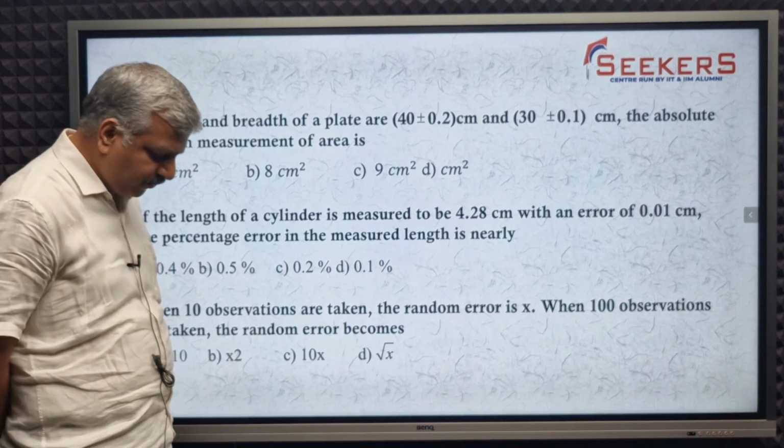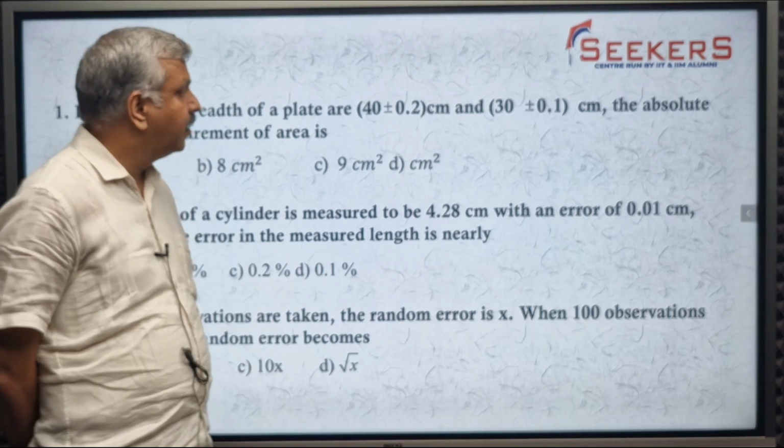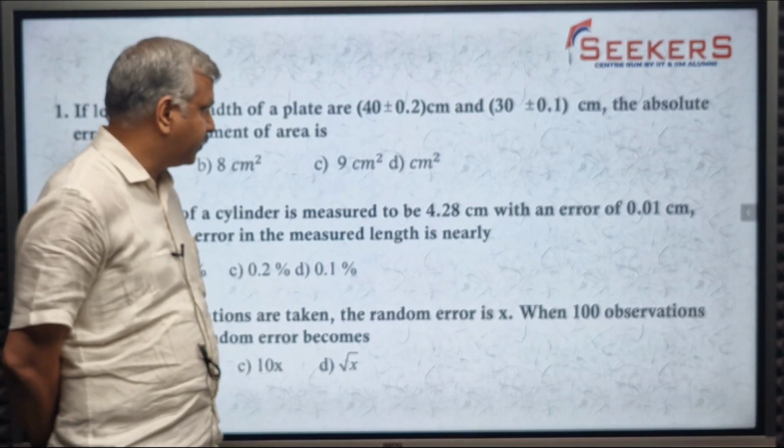There are still a few small concepts here and there, specifically vernier calipers, which I have not discussed. So let's quickly go through these questions.